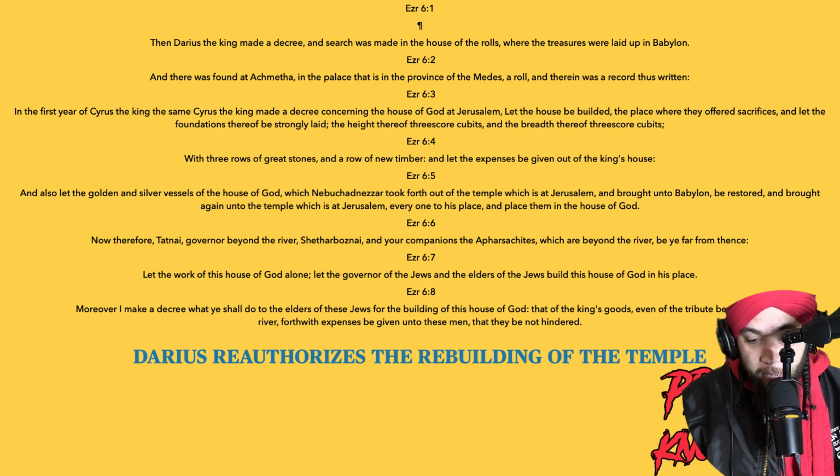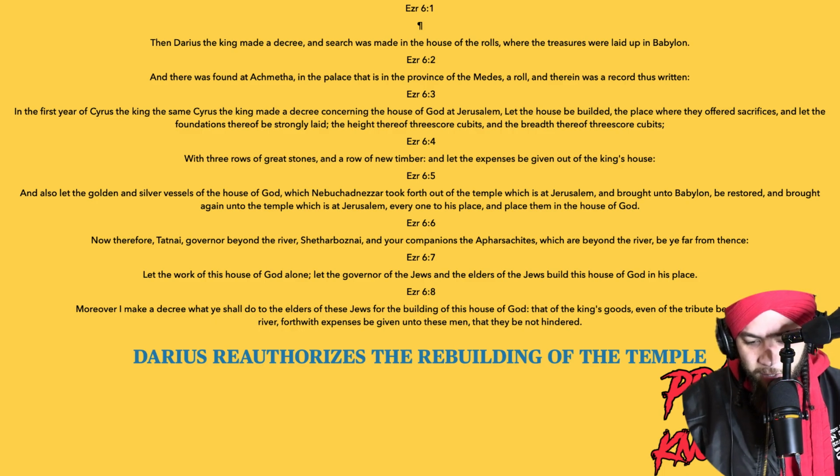And there was found at Achmetha, in the palace that is in the province of the Medes, a roll, and therein was a record thus written: In the first year of Cyrus the king, the same Cyrus the king made a decree concerning the house of God at Jerusalem. Let the house be builded, the place where they offered sacrifices, and let the foundations thereof be strongly laid. The height thereof 60 cubits, and the breadth thereof 60 cubits, with 3 rows of great stones, and a row of timber, and let the expenses be given out of the king's house.